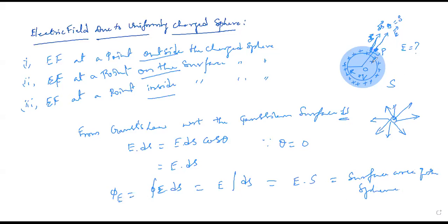Then what is the radius of that Gaussian surface? That is small r. So the surface area of this Gaussian surface of radius r is 4 pi r square. Take this value and substitute: E into 4 pi r square. This is the expression we got for the total flux coming out of this sphere when the point lies outside. Now our aim is to find the electric field intensity at a point outside.